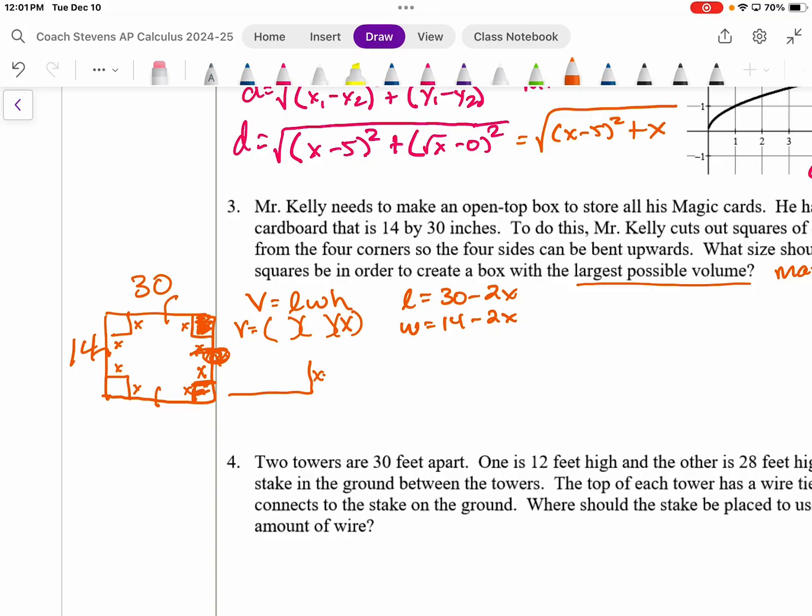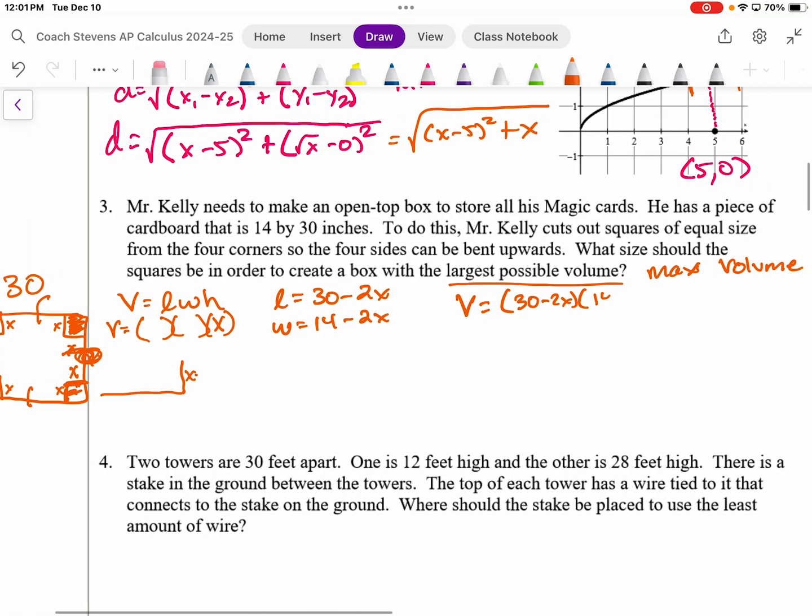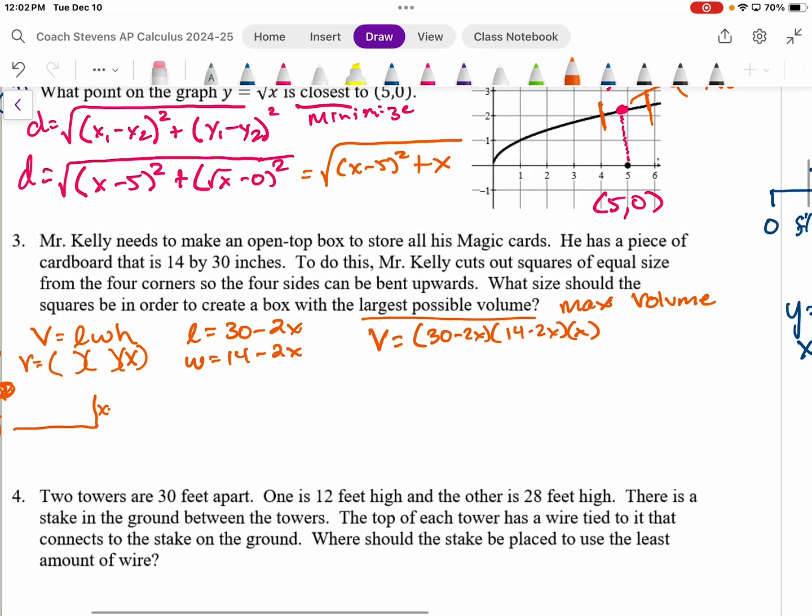And so now, as I rewrite my volume equation, volume is equal to 30 minus 2x, times 14 minus 2x, times x. Now, we don't want to take the derivative yet. We want to clean this up, just because we don't do a product rule with three things. You could distribute the x to one of them and then do the product rule. It might be easier just to go ahead and FOIL the whole thing out so you can use the power rule the whole time. I would think that would be the easiest.